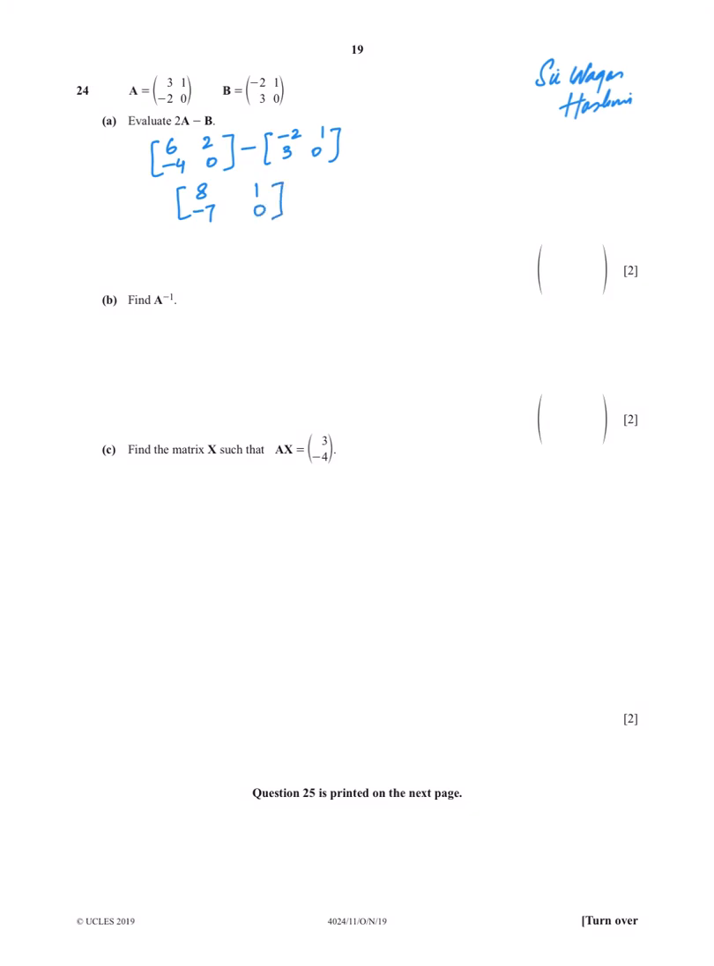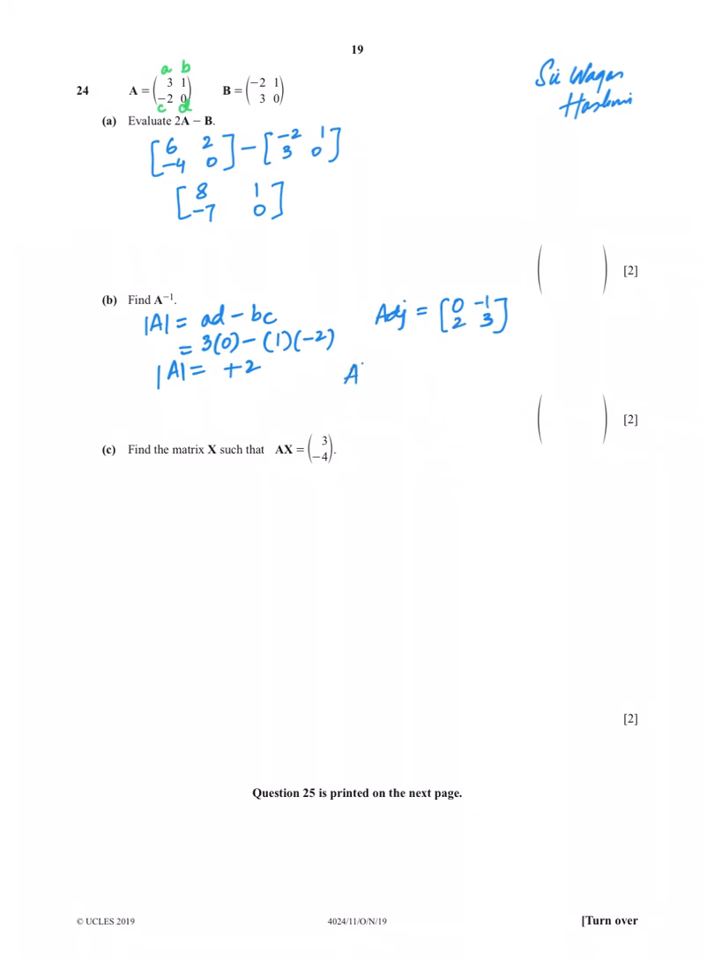Find A inverse. For A inverse, we need to find out the determinant first. Determinant is what? AD minus BC. In your matrix A, we have a, b, c and d. So AD means it's 3 times 0. Minus b is what? 1, and c is what? Minus 2. So that gives you the value of positive 2. That is your determinant. For the adjoint, you need to swap the places of a and d. So that will be 0 and 3. And you need to change the sign of b and c. It will be minus 1 and positive 2.